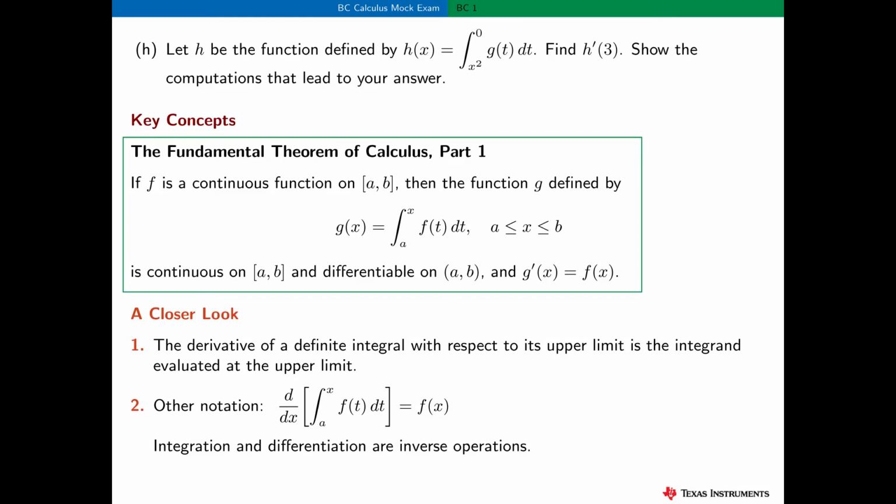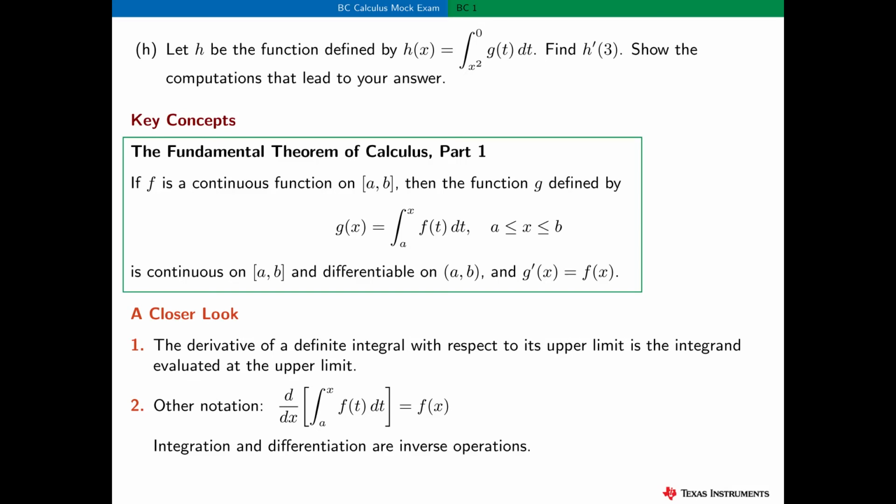If f is a continuous function on the closed interval a to b, then the function g defined in this manner, and I often call this an area so far function, is continuous on the closed interval a to b, differentiable on the open interval a to b, and the coolest part of this, g' of x, is equal to f of x. This is an absolutely amazing result, and it provides the connection between differential and integral calculus. And there are lots of nice visualizations using technology to help discover this result.